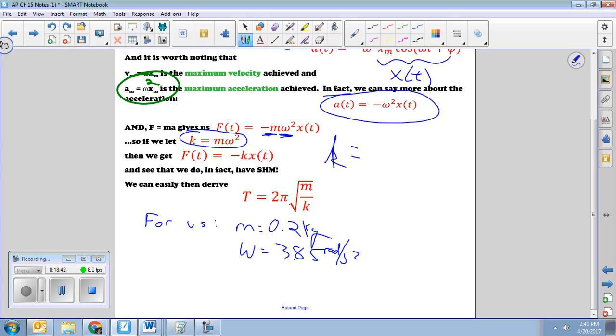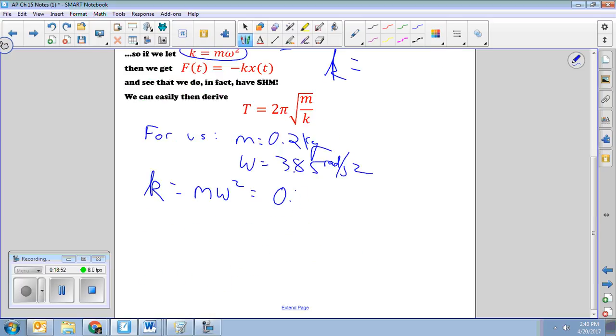Radians per second squared. So that means that k is m times omega squared. So m times omega squared. So that's 0.2 kilograms times, oh shoot, my units on my omega are wrong. Omega is just radians per second, not radians per second squared. Sorry about that.